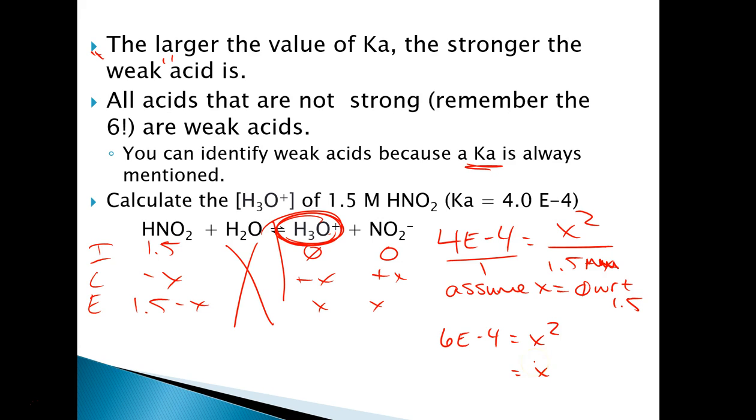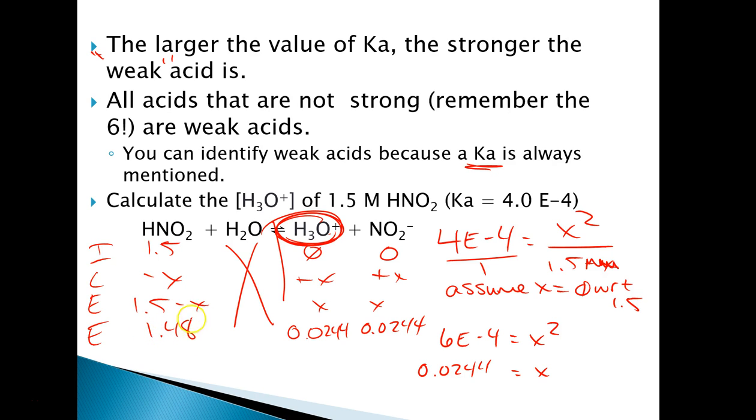X is therefore 0.0244. So if I was to put it in my ICE table, 0.024, 0.024, and if I wanted to subtract it, I got 1.48.